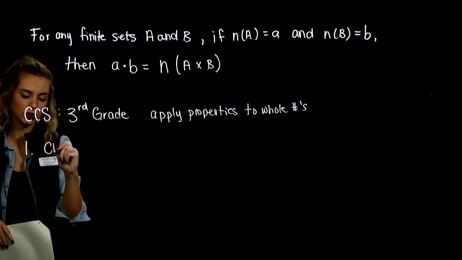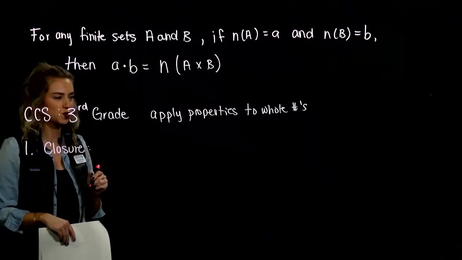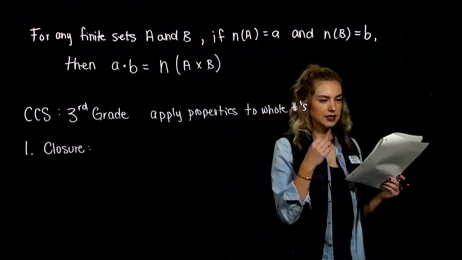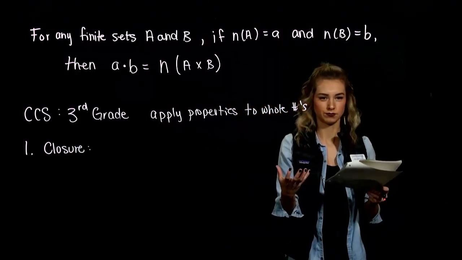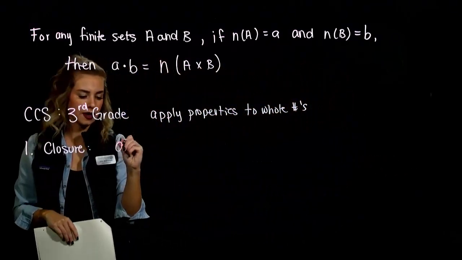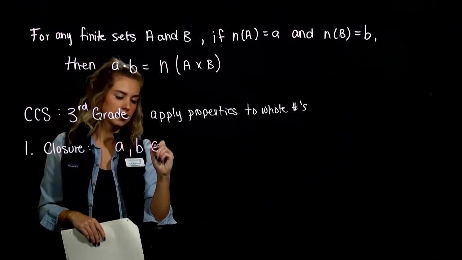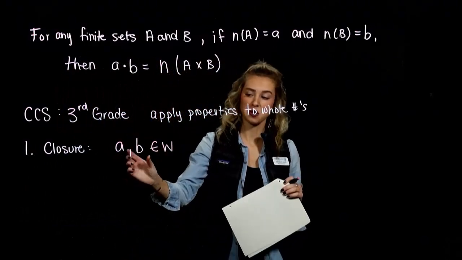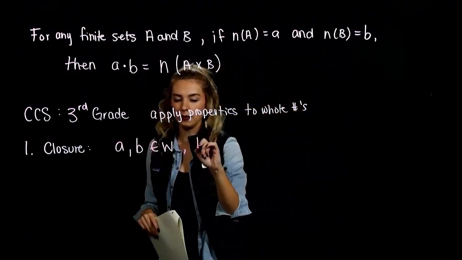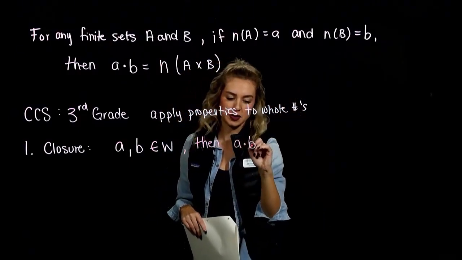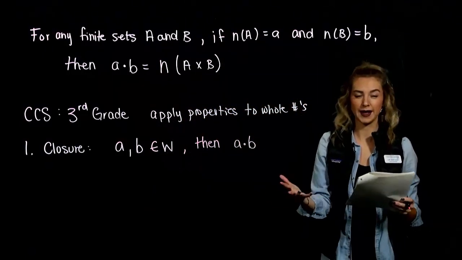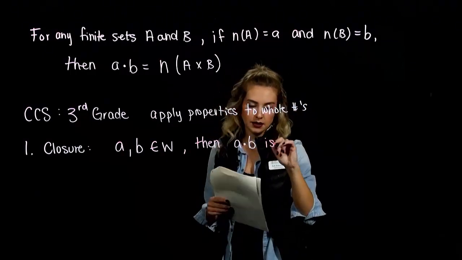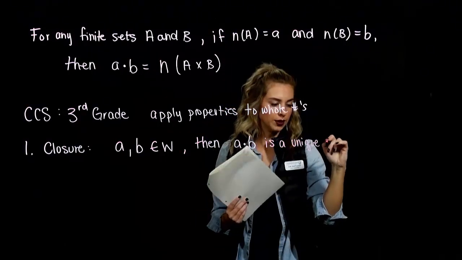So the first one we're going to examine is closure. Closure is super important when we're talking about a set of numbers. Basically, what this says is if I take two whole numbers, let's call them A and B, two different numbers, and they live within the whole numbers. If we multiply them, if I take A times B, then it also has to be a whole number. It has to be closed under this operation, under multiplication. So then A times B is a unique whole number.